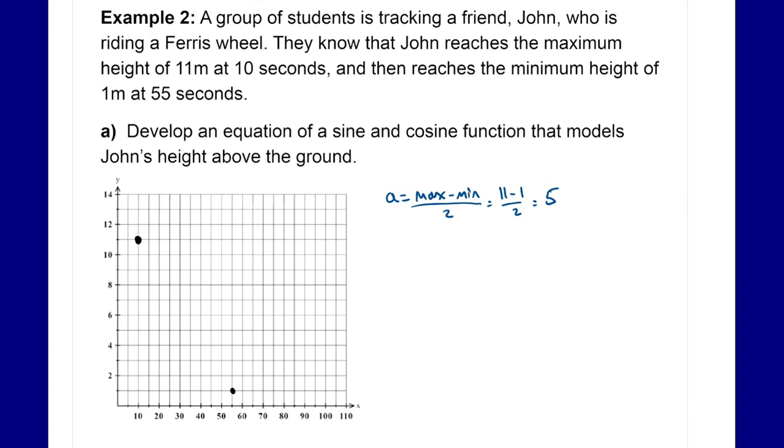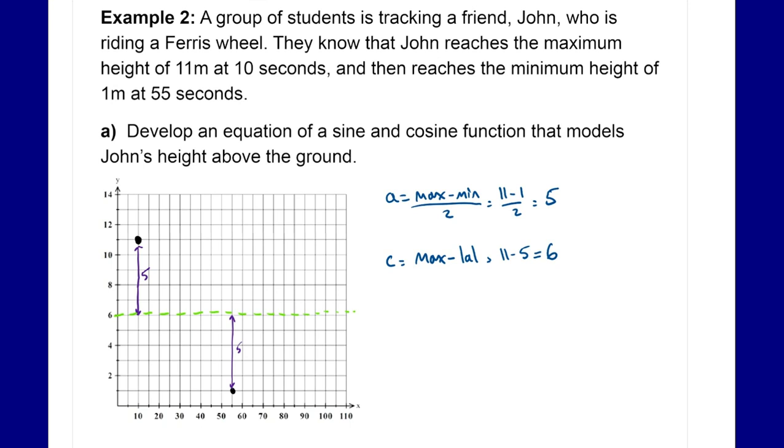If I know that my amplitude is 5, I can go down 5 or up 5, and that will bring me to my midline. That also tells me my C value. So C will equal my max minus the absolute value of A, or my amplitude. So 11 minus 5 equals 6, which we do have.